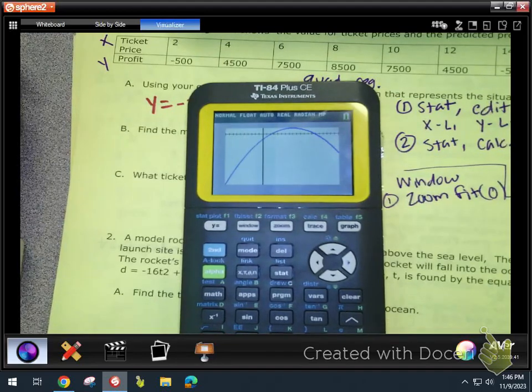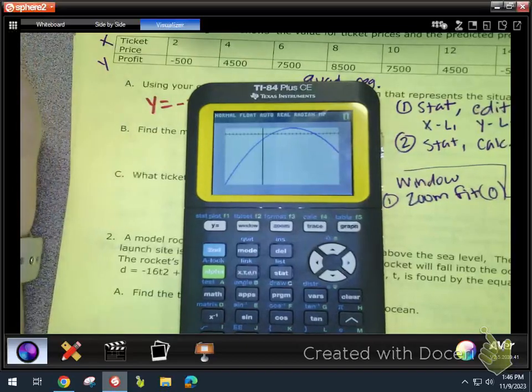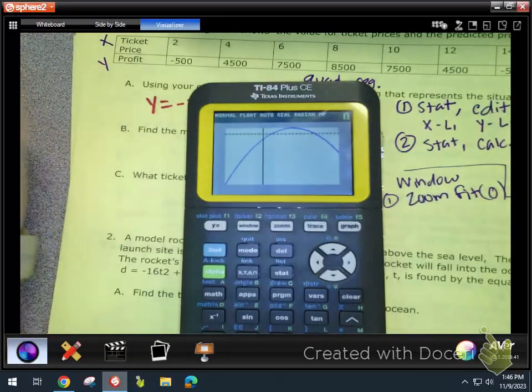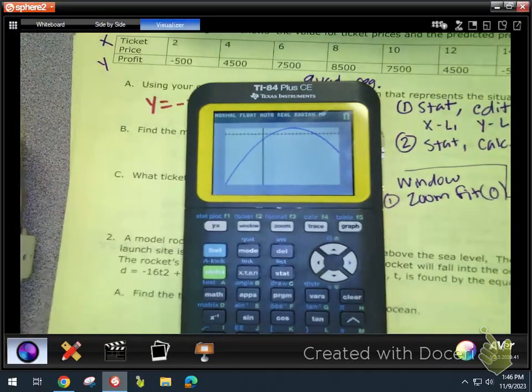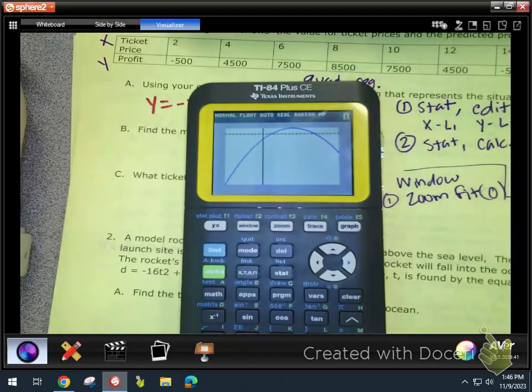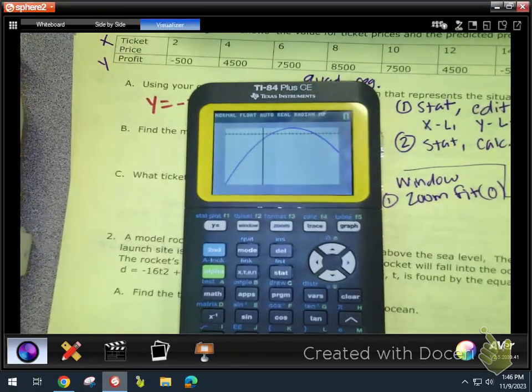Is everyone okay? After you change the window, how do you get the graph? Press graph. Okay, is everyone with me still? I know, it's a lot. Trust me. But I need you to be quiet and I need you to ask if you're confused. We're going baby steps here. All right, so now I can see my two roots.